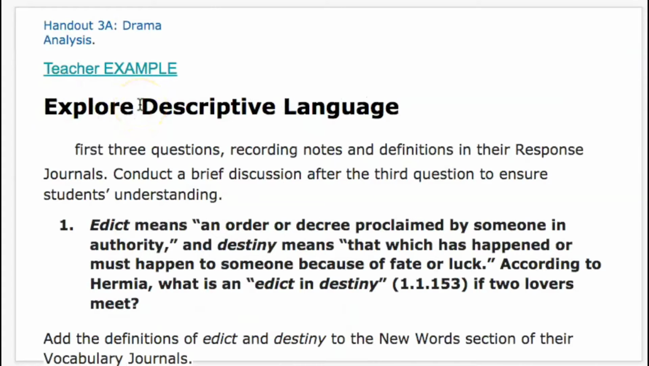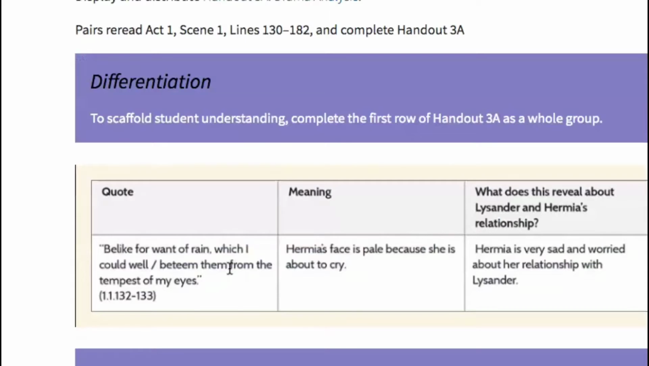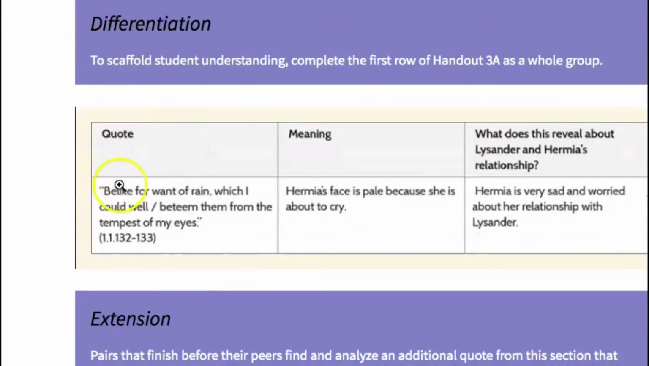Now let's look at the descriptive language. You're going to be looking at Drama Analysis Handout 3A. This is going to be my example. You're going to write a quote that's inside of the text using your citations, letting me know where you see that quote. And then you're going to write the meaning of that quote. What does that quote mean? Then, what does this reveal about Lysander and Hermia's relationship?